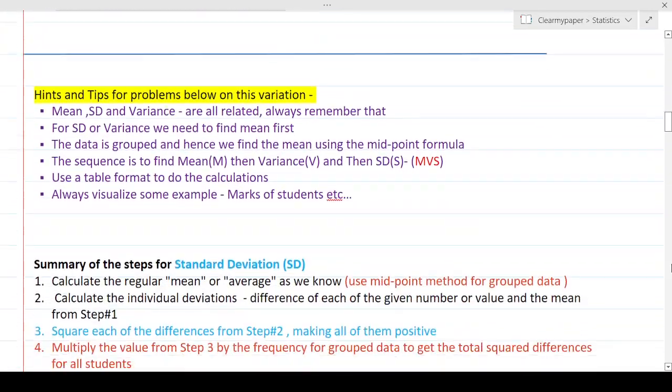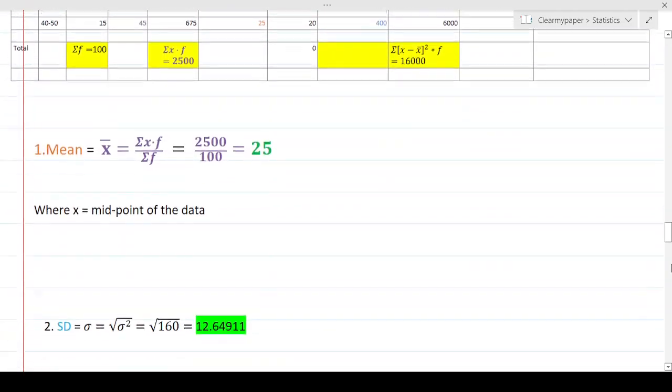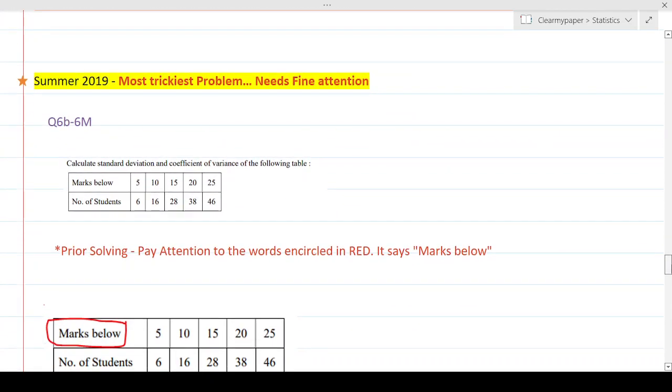I'm going to rewrite this problem over here at the bottom. This is what we have solved earlier, so skip those things. This is what we're talking about. I've highlighted in red: most trickiest problem, needs fine attention. So what is it that we need to find? We need to find the standard deviation, SD, and CV for the following table. We have been given marks and students. As good as this is the class interval and this is the frequency, but they're given in the form of an example. That's a good thing, so it's easy to relate when we talk about a real example.